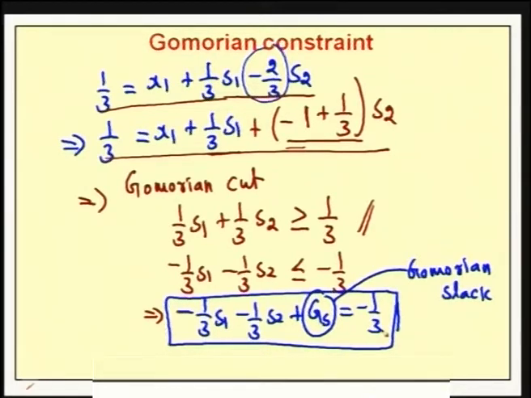method. So, now in order to convert the non-integer optimum solution into an integer solution, first we have to consider a Gomorian constraint. For this problem, our Gomorian constraint is minus 1 by 3 s1 minus 1 by 3 s2 plus gs equal to minus 1 by 3. Now, by attaching this Gomorian constraint in the bottom row of the simplex table obtained in the second iteration and solving the resulting integer programming problem with the help of dual simplex method, we will improve the optimal solution. Let us have a break.